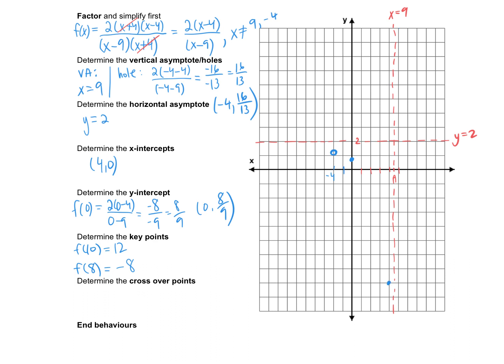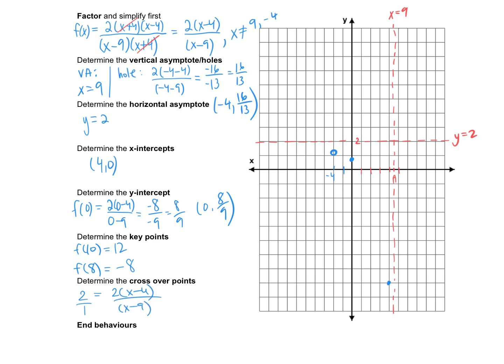And there it is. See, I already have 3 points on the left side, so I already have an idea that this is going to connect like this around the asymptotes. But I am going to check my crossover points now. Our horizontal asymptote is 2. We want to see, do we cross the horizontal asymptote? So I'm going to set my equation equal to 2.